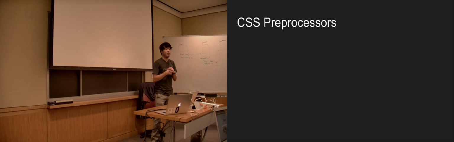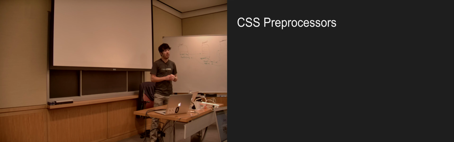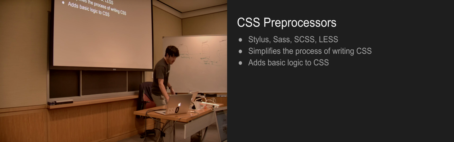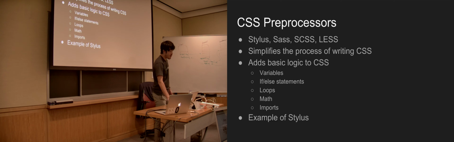What about CSS preprocessors? What does that allow us to do? Yeah, it helps us style a page. Or we could do it with basic CSS. What does a preprocessor do? What preprocessor did we use? Stylus. Did anybody use any of the benefits? Yeah, so it simplifies the process. We don't have to write curly braces and all that stuff. We have basic logic. We can create variables, if-else statements, loops, math. We can import other Stylus code.